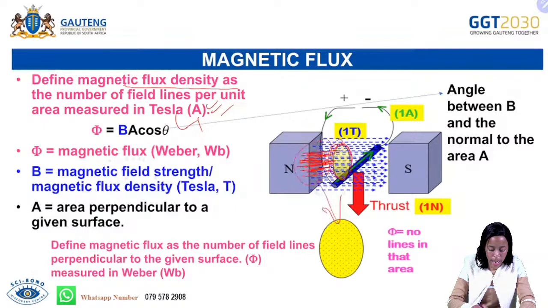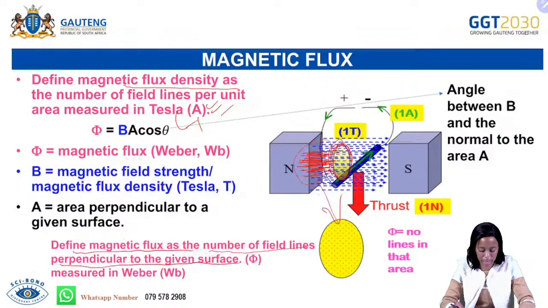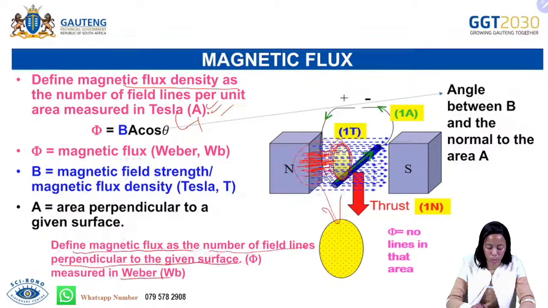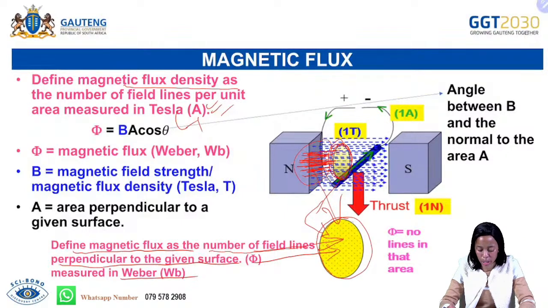Then next it says define magnetic flux. That is the number of field lines that are perpendicular to a given area, and it is measured in Weber, W. So with the magnetic flux, we are saying that the very same blue lines going through a certain area are now perpendicular to that area.